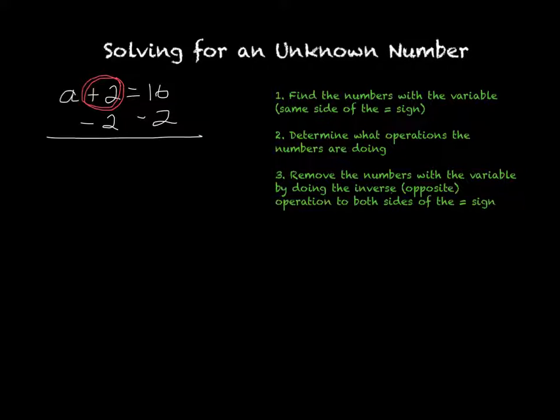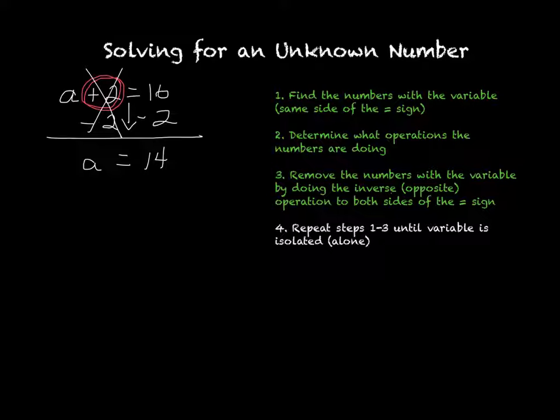Now we can finish the problem and remove this. So this is going to cancel, and we're left with A here. We're going to drop this equal sign. 16 minus 2 is 14. All right, and then we cannot forget step 4.